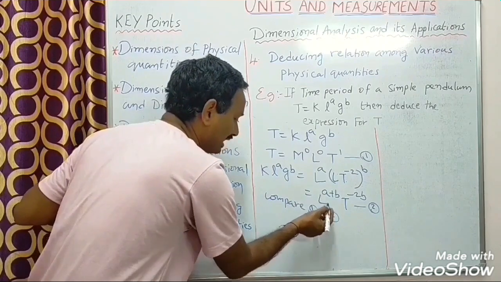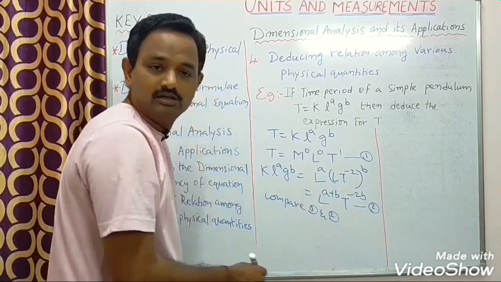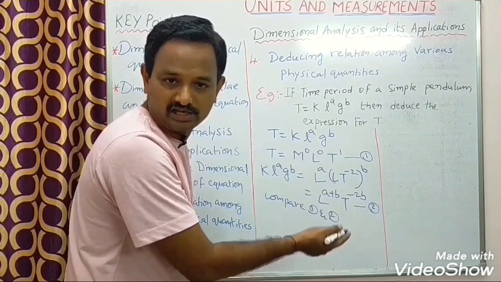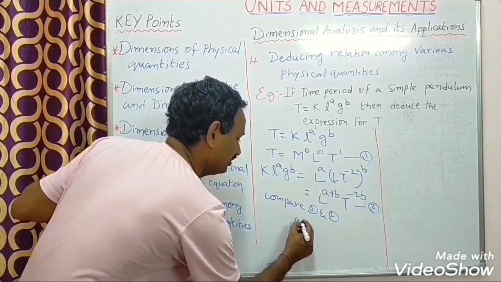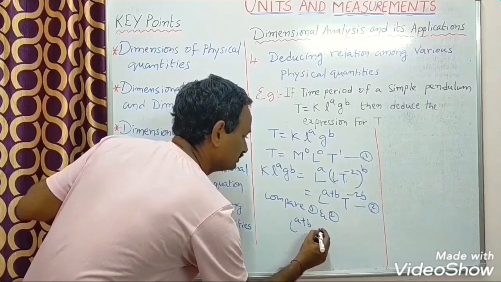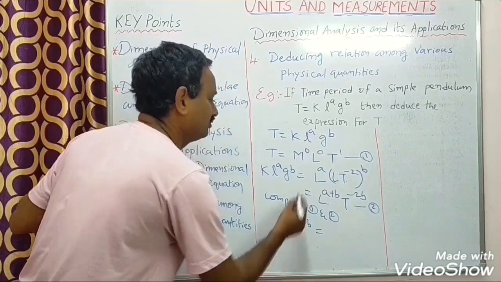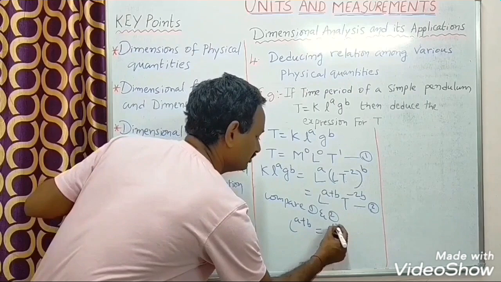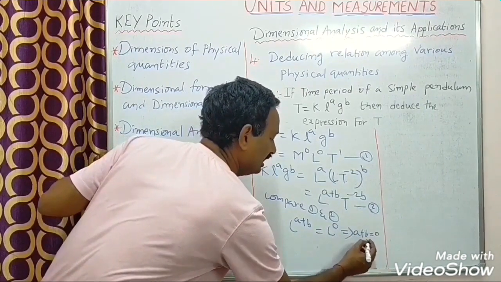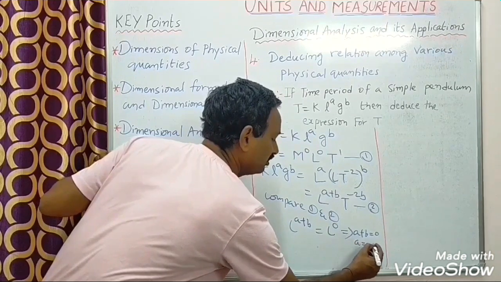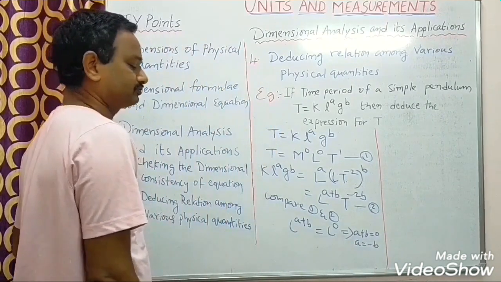Now I will compare L, the dimensions of L from both LHS and RHS. Look at here. L power a plus b equal to L power 0. From that what can I write? a plus b equal to 0. a plus b equal to 0 means a equal to minus b.